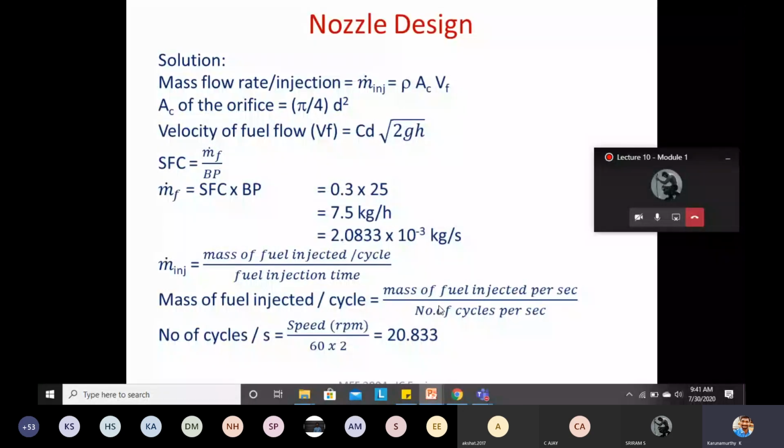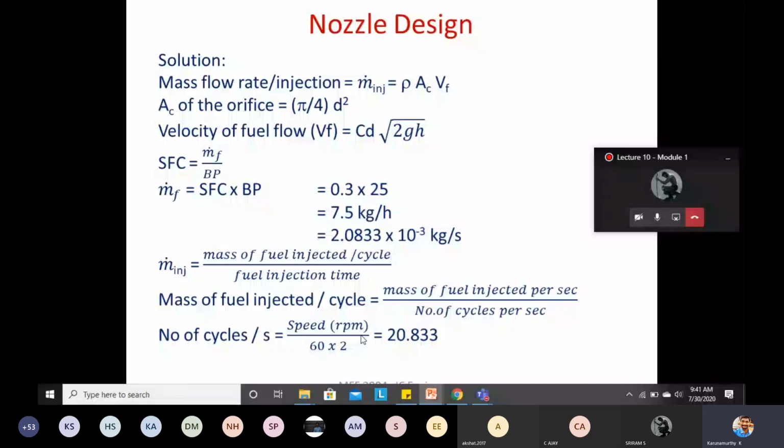So how will you calculate the number of cycles? RPM is given, right? If you divide by 60, we get revolutions per second. And there are 2 revolutions for 1 cycle. To complete 1 cycle of operation, 2 crankshaft revolutions are there.